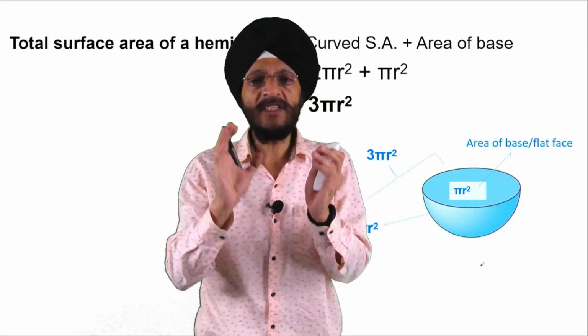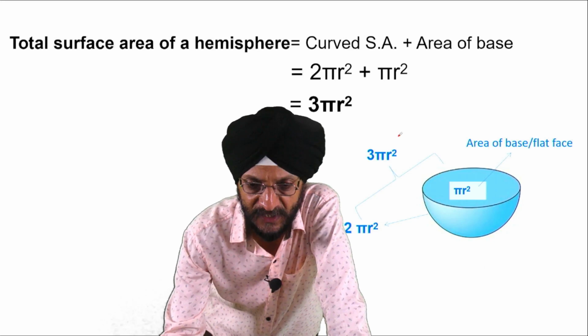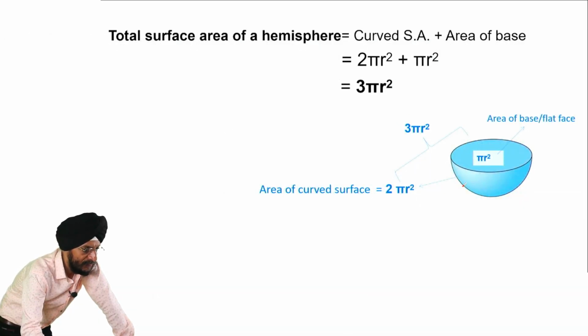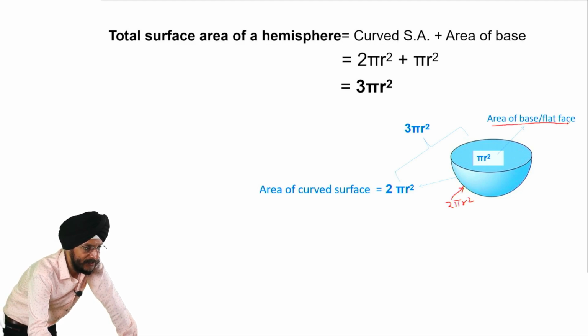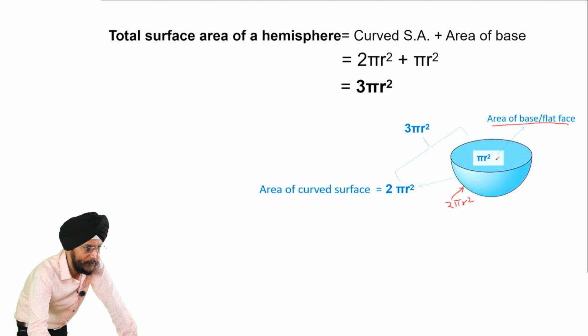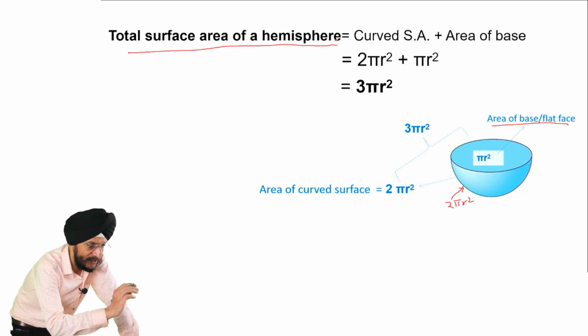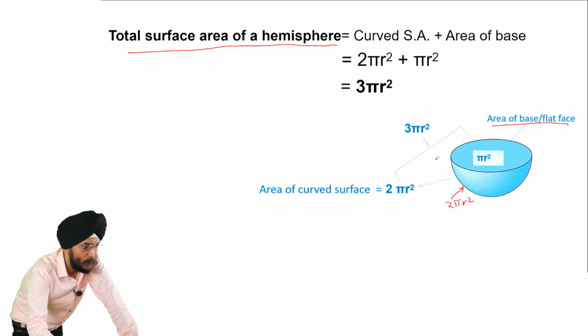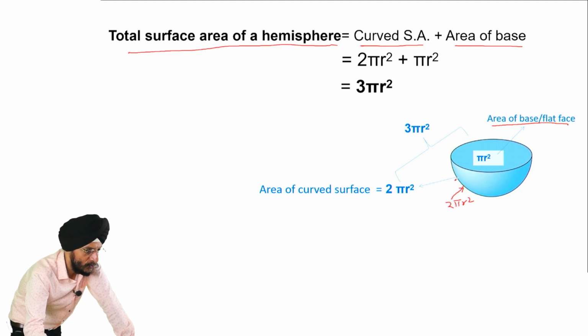Now we will talk about the total surface area of hemisphere. When we talk about the total surface area of the hemisphere, we not only include the curved surface area, this is the curved surface area, we also include the area of base, this one. So we have already calculated that the curved surface area is 2 pi r square, and the area of base is pi r square. When we sum both, that is the curved surface area and area of base, we arrive at the total surface area of the hemisphere. In other words, in the case of total surface area, we include the curved surface area as well as the area of the flat face or base. So this is 2 pi r square and this is pi r square, and we combine both and we arrive at 3 pi r square.